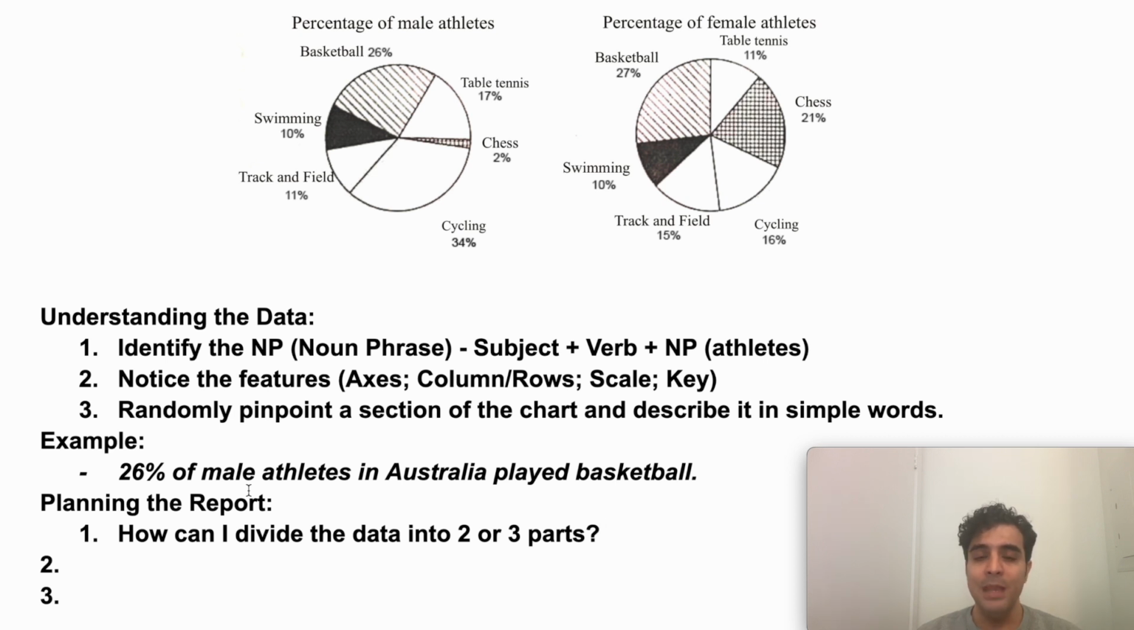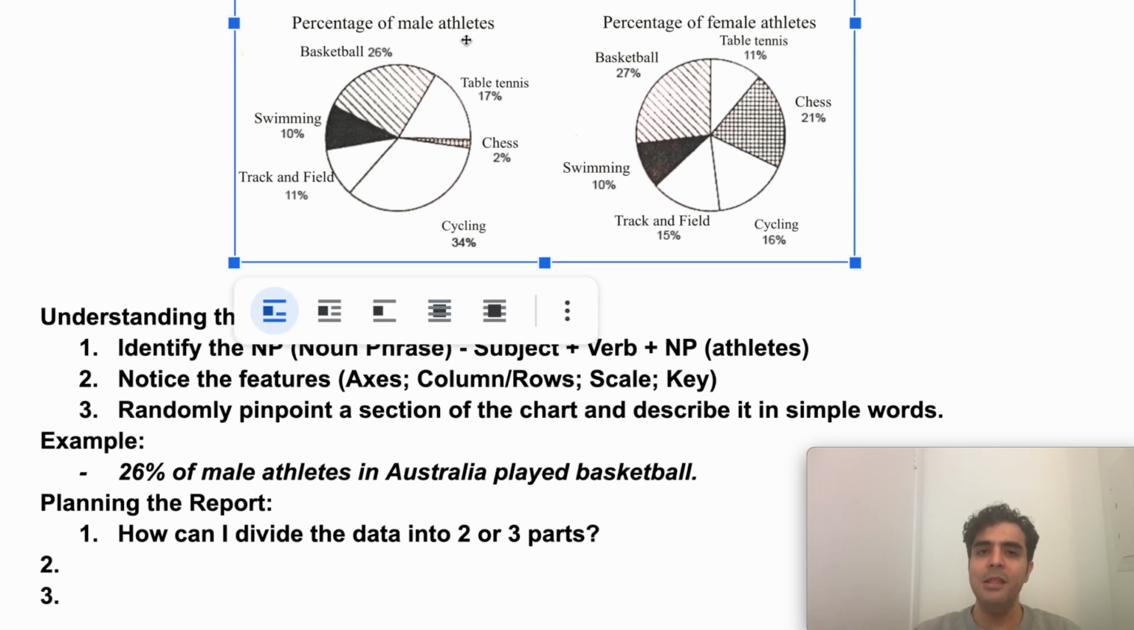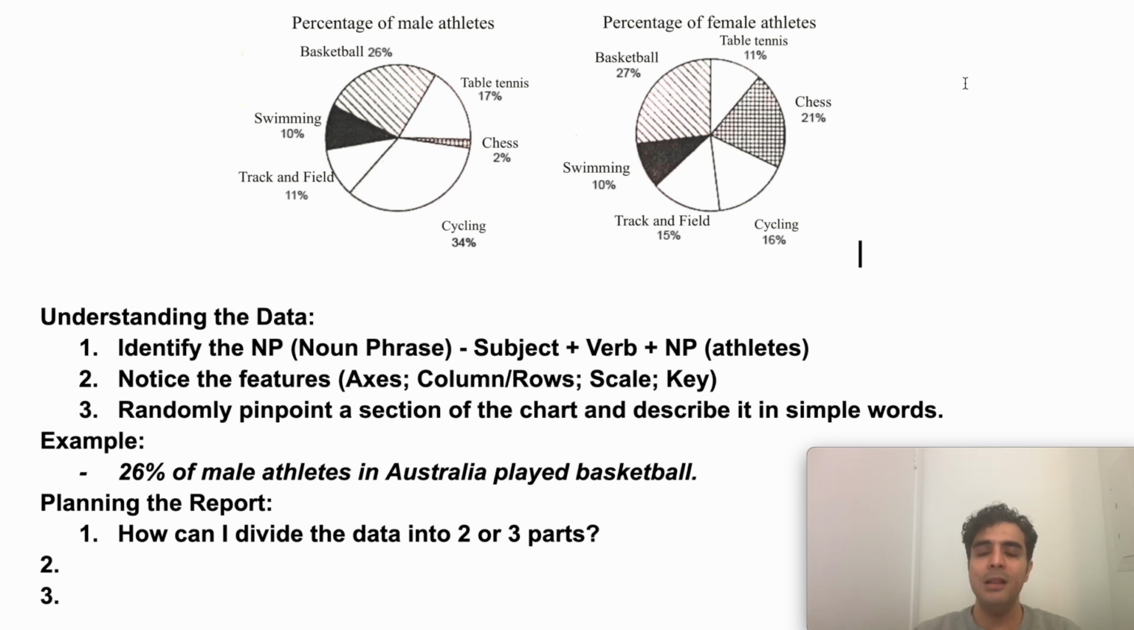For example, in this pie chart that you see here, we have percentage of male athletes and percentage of female athletes. So it makes sense for us to have 2 body paragraphs. Why is that? Well, because we're going to write 1 paragraph for male athletes and 1 for female athletes. It's very clear. In fact, it's so clear that it's really hard to do it any other way. The easiest, most straightforward approach to this is to write 2 paragraphs, right?